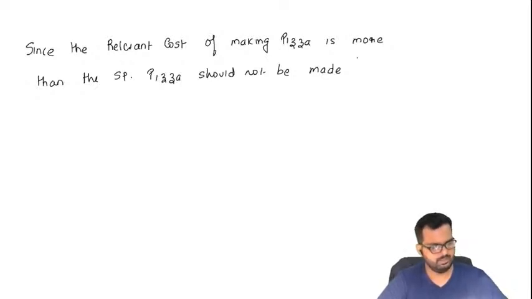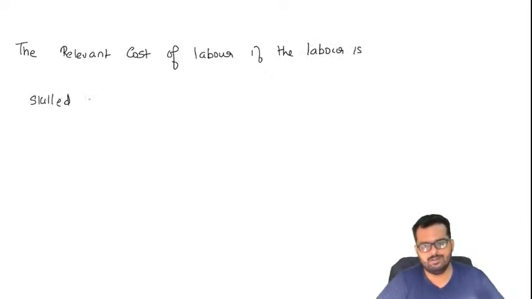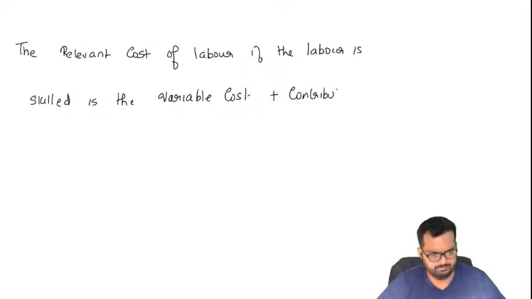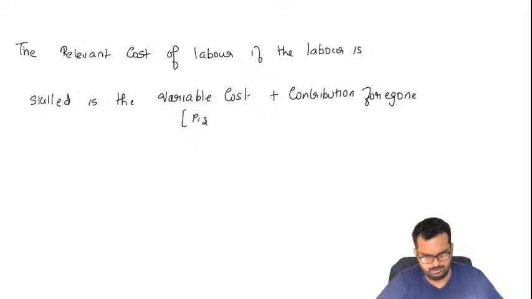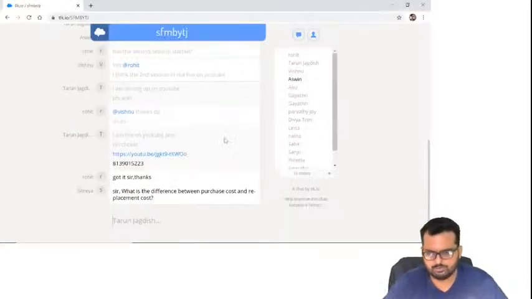Alright friends, everybody is clear with this. So now here what comes over here is the relevant cost of labor. If the labor is skilled, the relevant cost is the variable cost plus whatever is the contribution foregone. So here it will be the variable cost of pizza plus the contribution foregone of what? Contribution foregone of burger. Can you write down till here in your books now, friends?